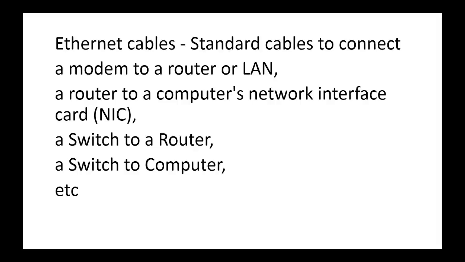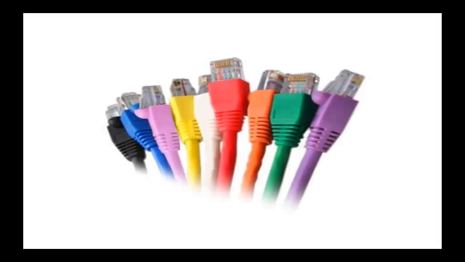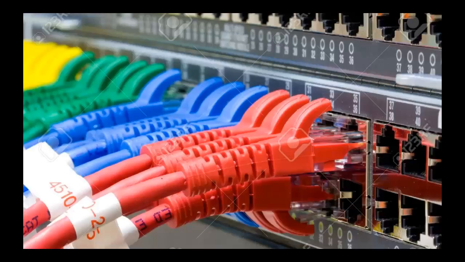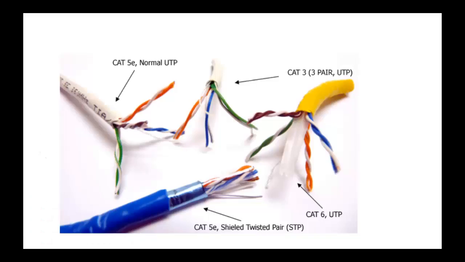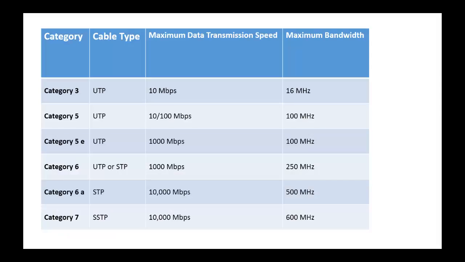I will show you samples of the Ethernet cables. This is an RJ45 Ethernet cable. Another one looks like this. You can see it connecting a device to switches. These are Ethernet cables. They come in different colors, and if you strip one, this is how it looks. It's twisted together, and we have several categories of Ethernet cables, ranging from category 3 to category 7.